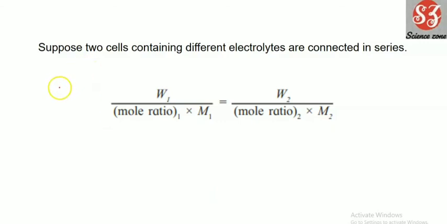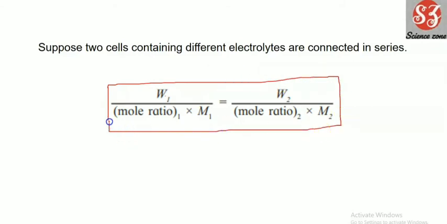Next is, suppose you have two half cells with two different electrolytes and you need to find the weight or molar mass or anything of one, and for the other they have provided the data, you can use this relationship. W1 of the first electrolyte upon mole ratio and molar mass of the first electrolyte is equal to W2 of the second electrolyte divided by mole ratio and molar mass of the second electrolyte. So this relationship will help you to determine the molar mass or the mass of product formed of any one electrolyte if the mole ratio and molar mass of the other electrolyte are given to you.